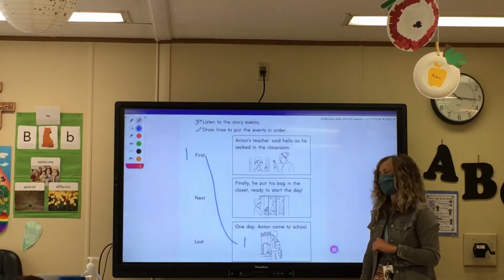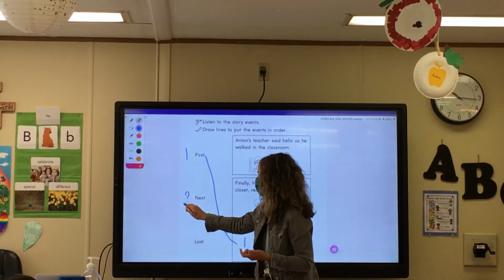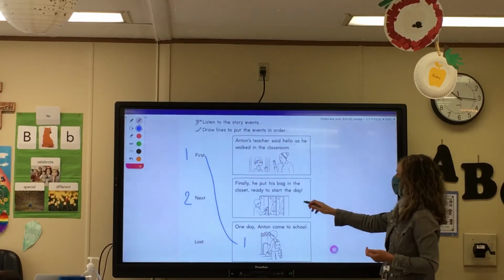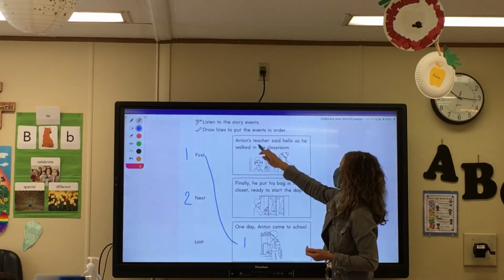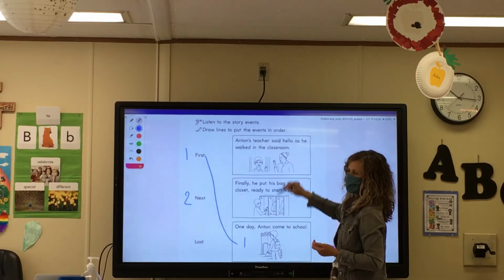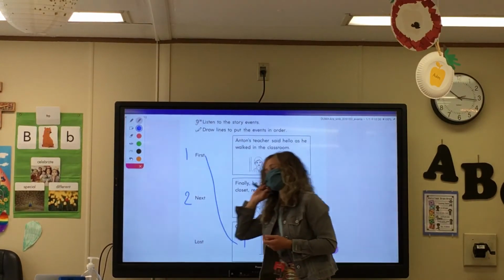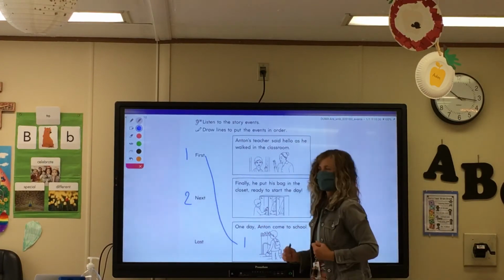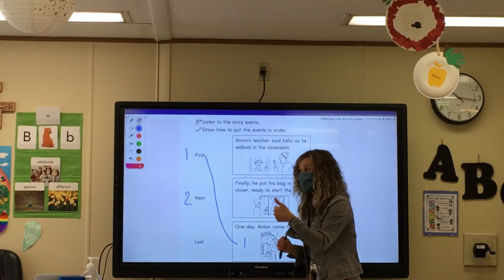That goes first. Okay, which one would go next? Next is number two. Which would go next, Will? What do you think? Middle. The middle one? Finally, he put his bag in the closet, ready to start the day. Or Anton's teacher said hello as he walked into the classroom. Which one should go next? Which one, Will? The top one. Okay. One day, Anton came to school. Anton's teacher said hello as he walked in the classroom. Does that sound good? Yes.